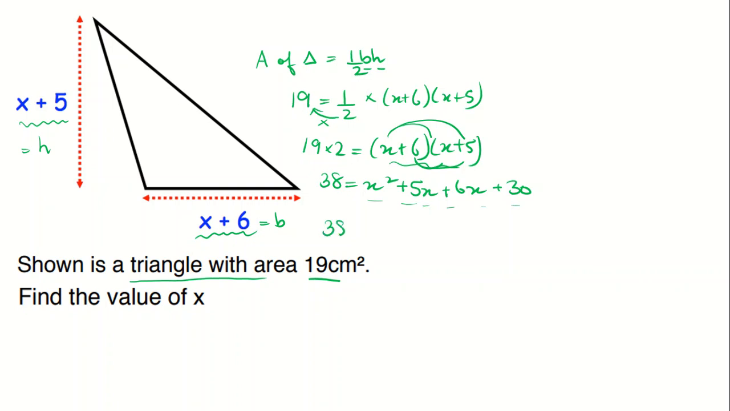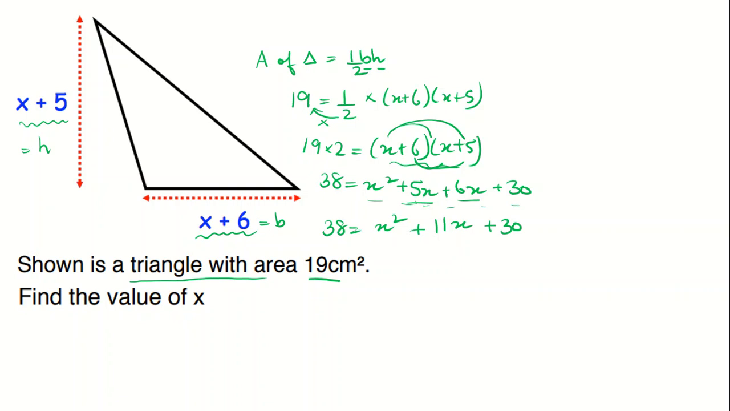And then we have 38 equals x squared, and then 5x and 6x are like terms to each other, so you have to add them up. So 5 plus 6 is equal to 11. So I'm just going to write x squared plus 11x, and then there's a 30 there.